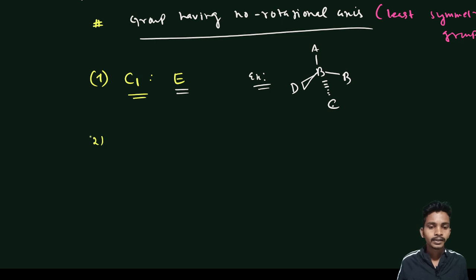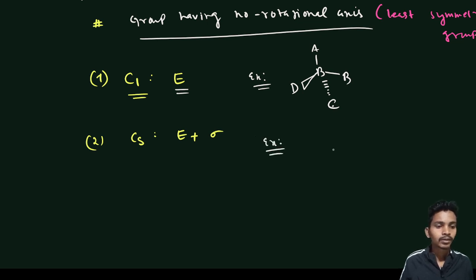And the second type is we can discuss about Cs. What are the symmetry elements present here? That is E plus sigma. So here sigma is present. If I talk about examples, then we can talk like N S O. This type of group means this is a planar molecule.